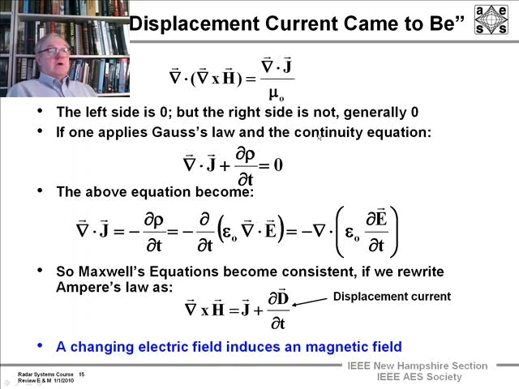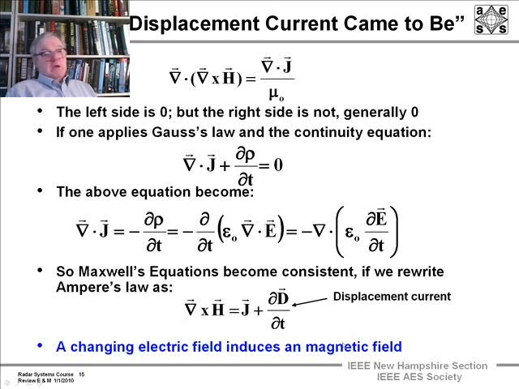If you apply Gauss's law and the continuity equation, you get the divergence of the current density plus the rate of change of the charge density is 0, which means that the current density flowing out of a volume is equal to the rate of change of the charge density leaving it. And what that added term says is that there's an extra current. See, this epsilon 0 dE/dt is really dD/dt. And so Maxwell's equations become consistent if we rewrite that the curl of the magnetic field intensity is the current plus the rate of change of the electric flux density. So a changing electric field induces a magnetic field and vice versa.